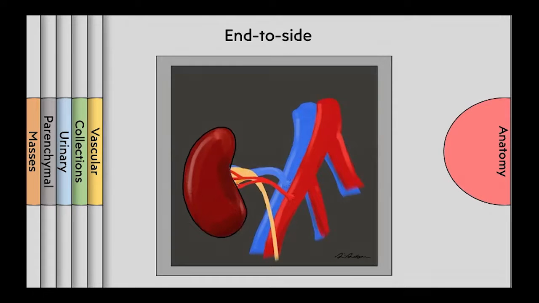Kidney grafts can come from both living donors and deceased donors. Most kidney transplants are placed in the right iliac fossa in an extraperitoneal location. The arterial anastomosis is typically end to side, from the graft renal artery to the external iliac artery. The venous anastomosis is typically to the external iliac vein. The ureter is implanted into the dome of the bladder, creating a ureteroneocystostomy.